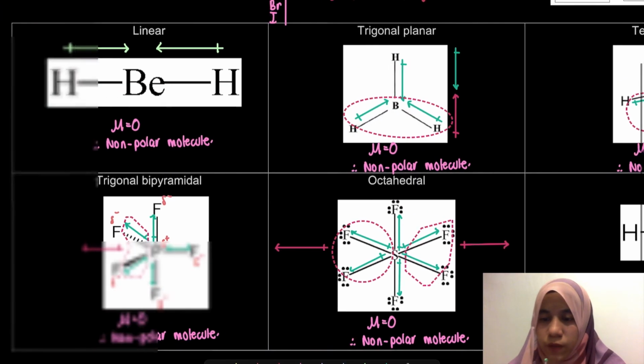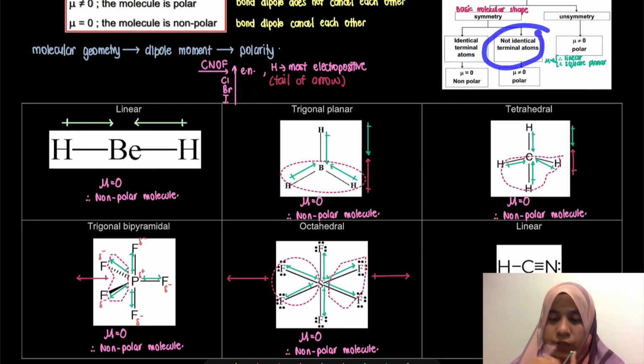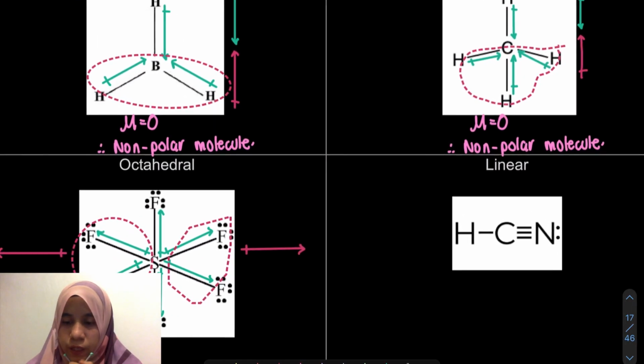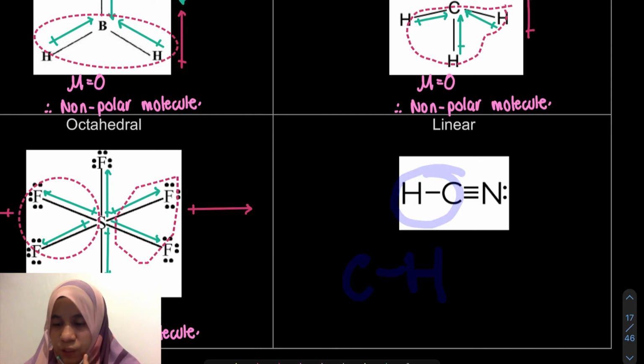So this is what is meant by symmetry, where the basic molecular shape has identical terminal atoms, it will be non-polar. Okay, what if it has non-identical terminal atoms? Okay, for example, just one example, which is linear. So for example, let's look here. Okay, so we have one bonding pair between hydrogen and carbon, a carbon-hydrogen bond, and a carbon triple bond nitrogen bond.